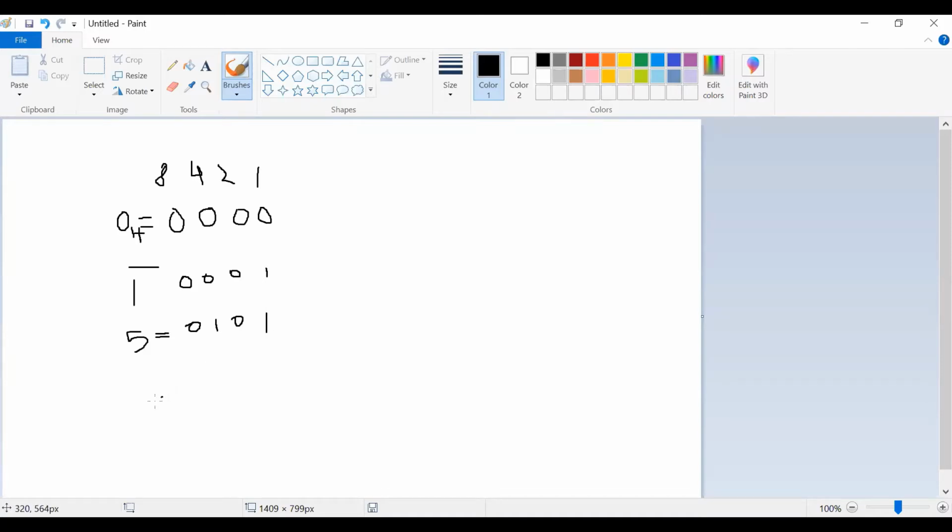Now can you tell me what will be the digits for 9? Anyone? 1001. Very good. Anyone have any doubt about this 8421 code?